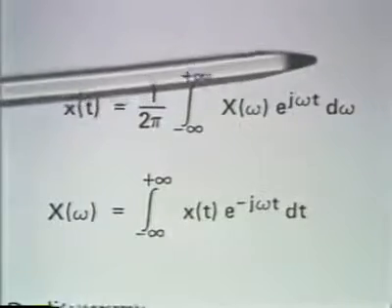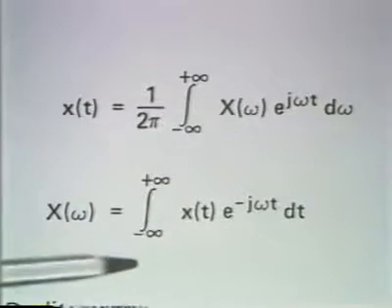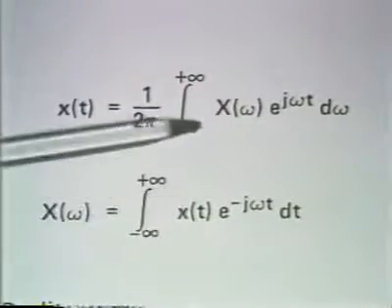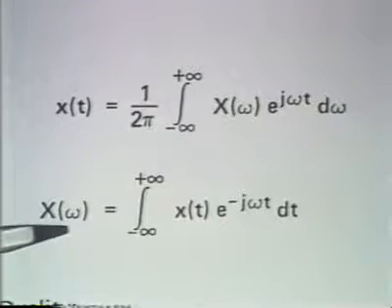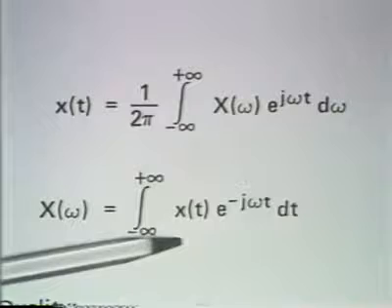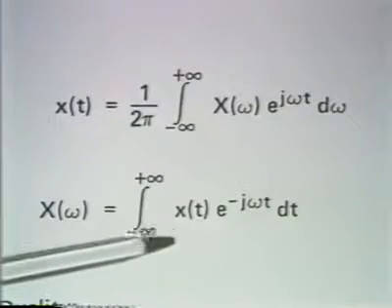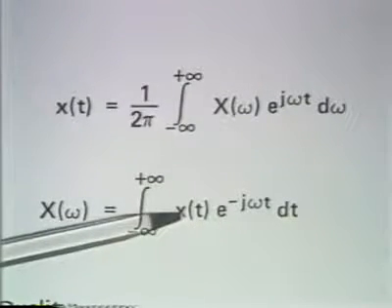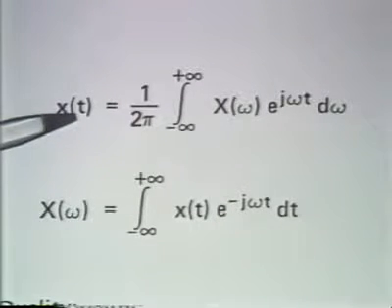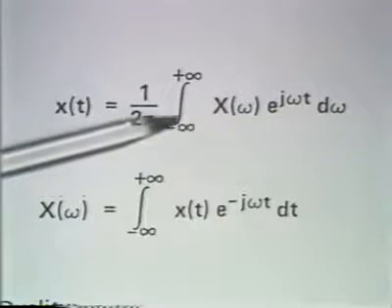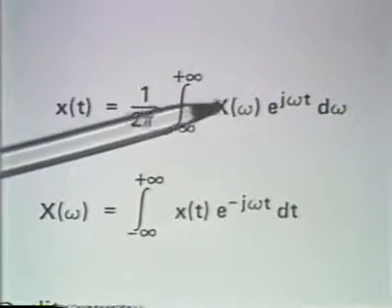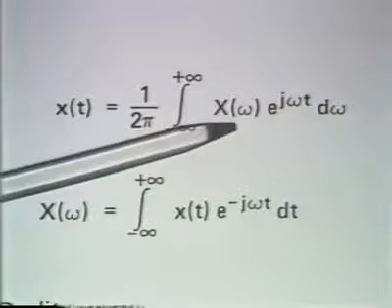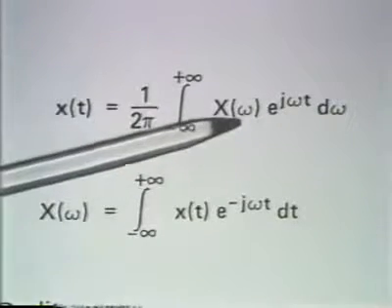Well, you can look at the algebra more carefully at your leisure, but essentially what this says is that if x of omega is the Fourier transform of a time function x of t, then in fact x of t is very much like the Fourier transform of x of omega. In fact, it's the Fourier transform of x of minus omega to account for this minus sign.